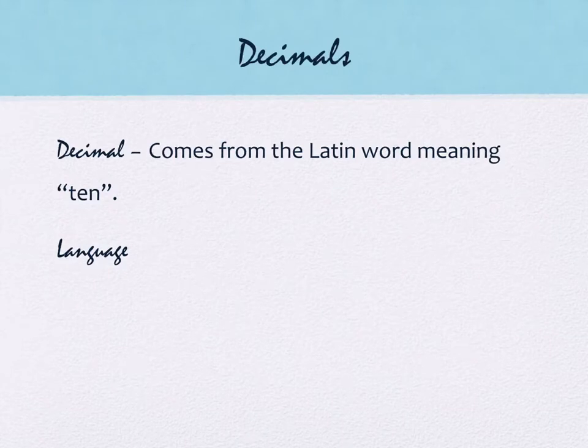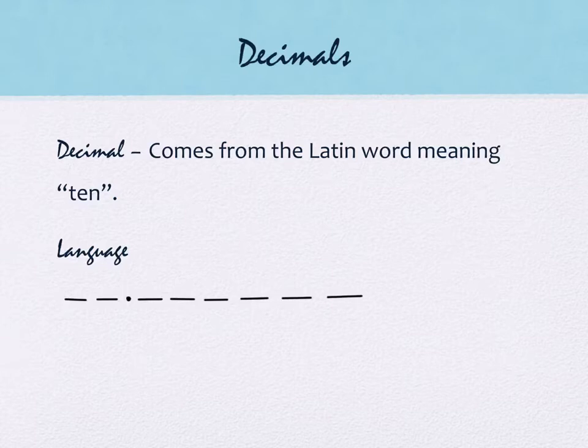So to start with, a little bit of language. The word decimal actually comes from the Latin word meaning 10. And we have place values that we need to make sure that we understand with the decimal system. So make 2 lines before the decimal point and then 6 lines after. And then I'm going to write at an angle so that I can get them all in there. So each of these have place value names.